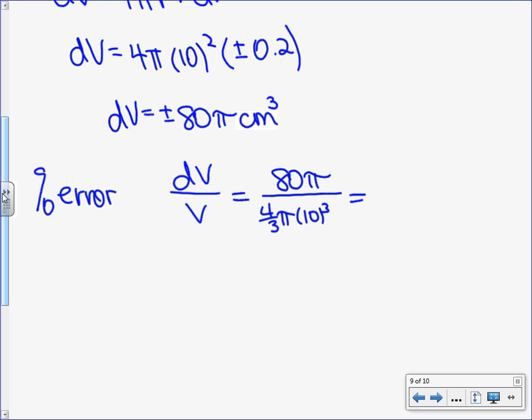Why wouldn't you use 10.2 on the bottom? For r, why wouldn't it be 10.2? Because they give you 10 as the radius. Hold on, let me double check. I think we keep it.